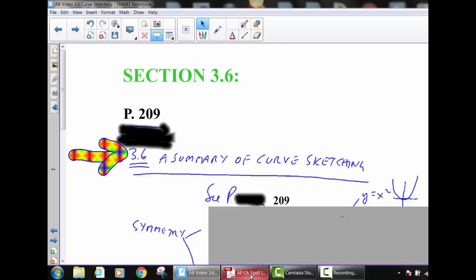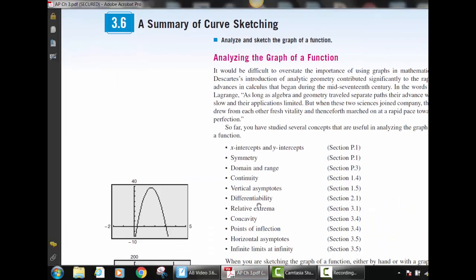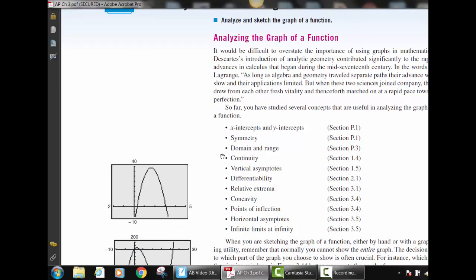Okay, so if you look at page 209, I believe this is page 209, this is what they tell you you should be looking at. It's a very long list. Okay, I just want to talk about this really quickly.